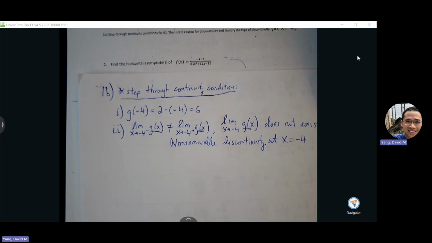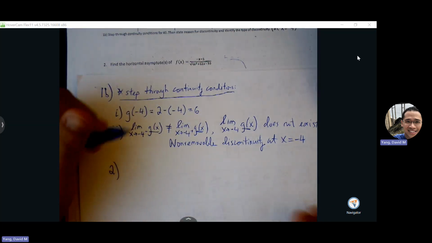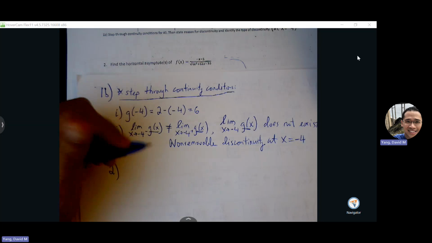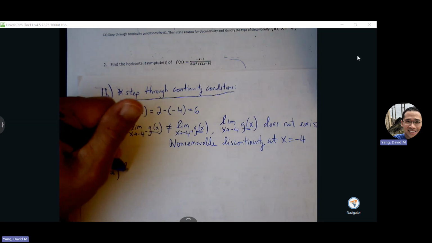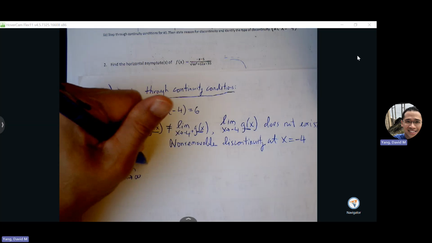But we know we're going to look at both infinities. So we know horizontal asymptote is always approaching infinity. Well, we can find asymptotes by looking at end behavior, and end behavior is limit as x approaches infinity. So let's just go through our rules and see what we discover.